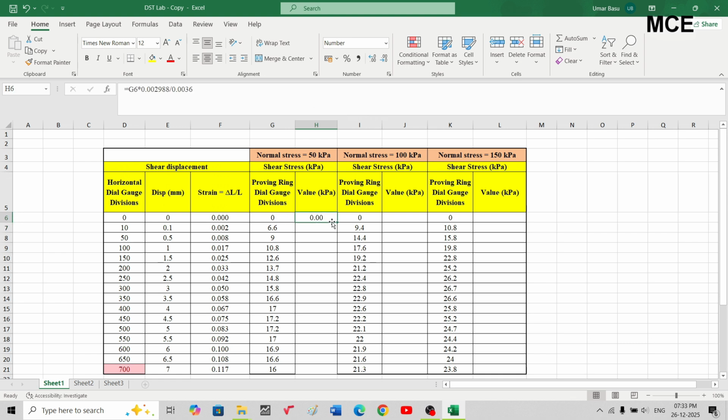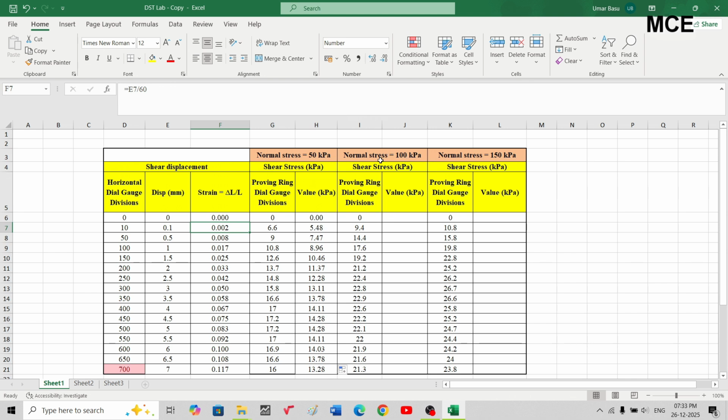Okay, so for 0 it will obviously be 0, but if you drag it till the last row, you can see the value of shear stress for the rest of the proving ring dial gauge divisions. Again, it is the same: proving ring dial gauge multiplied by the calibration factor divided by the plan area, which gives the value of the shear stress at each displacement, at each strain. So for a shear strain of 0.002 mm, the shear stress in the sample was 5.48 kilopascal.